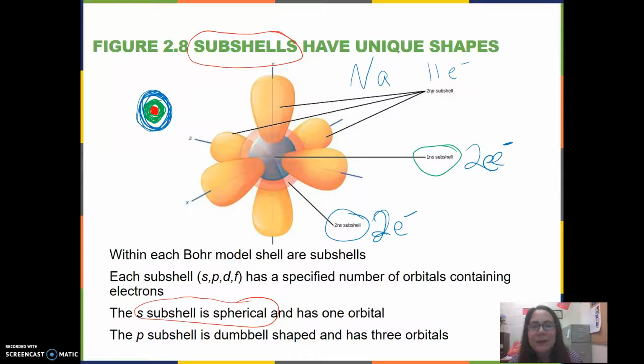The second energy level also has p subshells that are shaped like dumbbells. And there are 6 of them. Well, really there are 3 of them because a dumbbell has 2 ends. So on the x-axis, you have this dumbbell shape here.